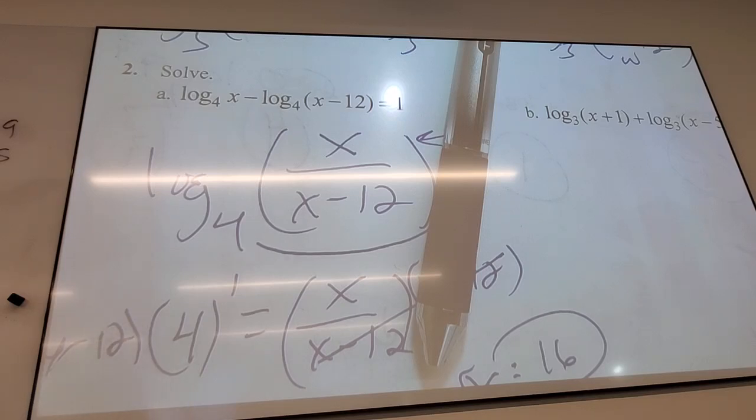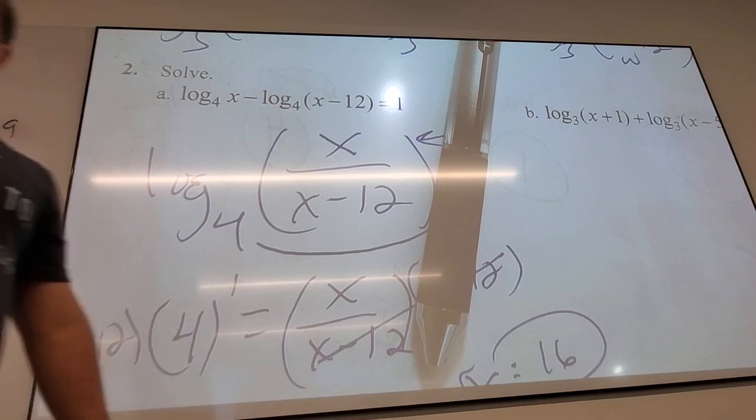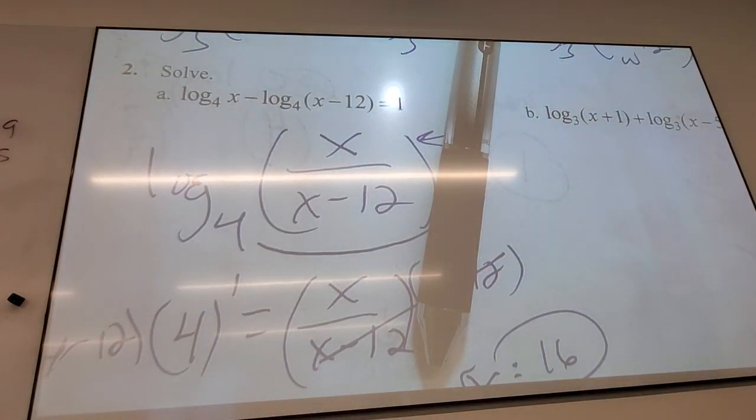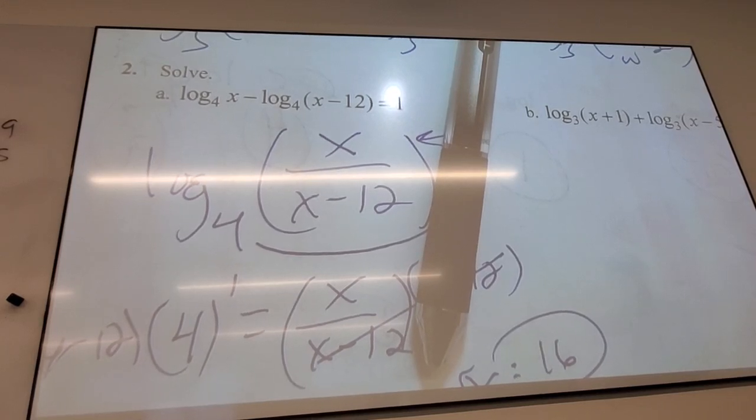What's the quiz chapter? Oh, I'm sorry. It's 6-3, if I remember correctly. The log, the basic log one. I'm just going to ask you questions like log base 4 of 16. I might give you one like log base 8 of 2, so you got to remember that the answer could be a fraction.